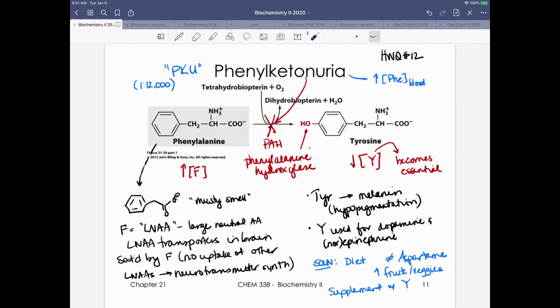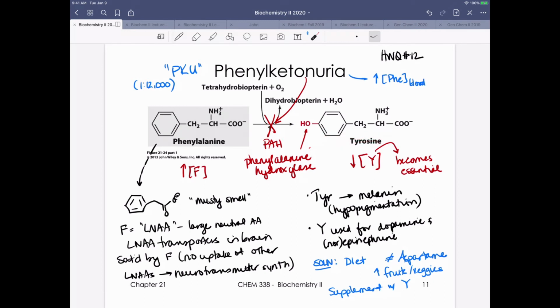I do want you to remember the name of that enzyme. So people who have PKU are deficient in PAH. Remember, anytime we have an enzyme deficiency, that means we are going to build up the precursor, which in this case is phenylalanine, and we are going to decrease the concentration of product, which in this case is tyrosine. So even though tyrosine is not considered to be an essential amino acid because we can make it from phenylalanine, individuals who have PKU will have decreased levels of tyrosine.